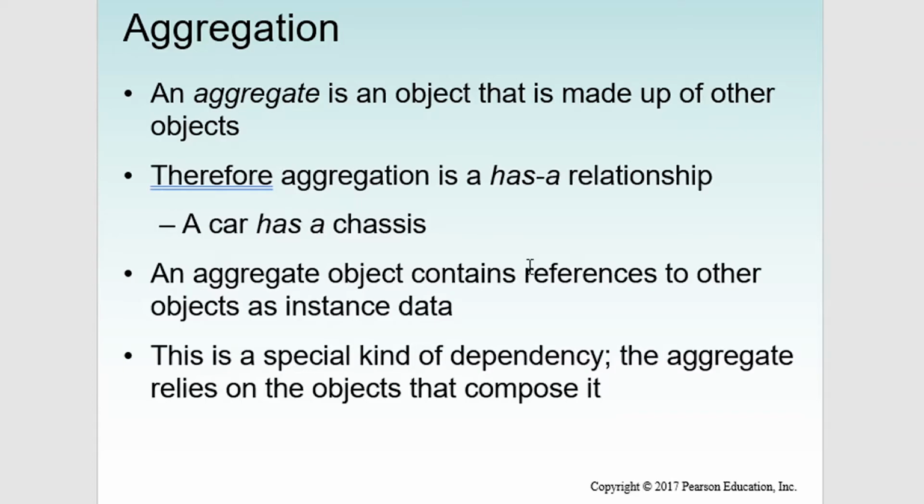This is a special kind of dependency. The aggregate relies on the objects that compose it. So the PairOfDice class is dependent on the Die class, but since it has it as instance data, it's actually an aggregate relationship because it has Die objects. So aggregation is a special kind of dependency. Whereas in the Die class, in order to roll, the Die class depended on the Math class for its random number generation. That's dependency. Aggregation is when you have an instance of that object as part of that object.